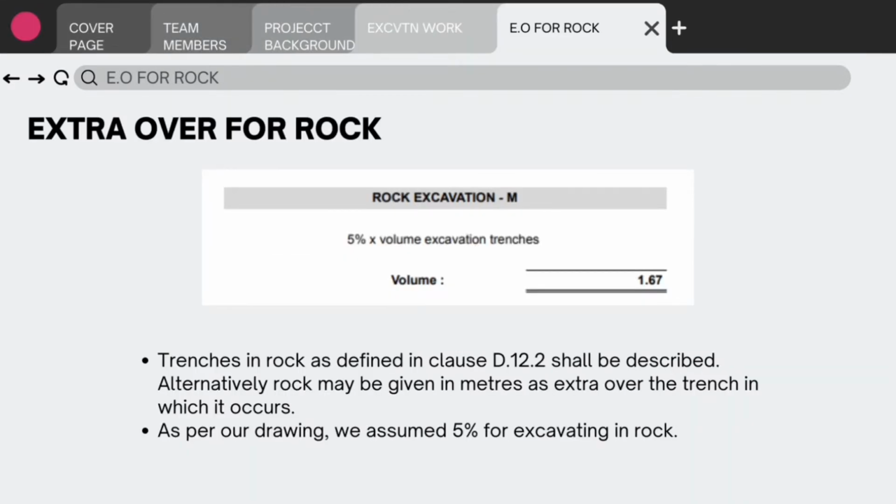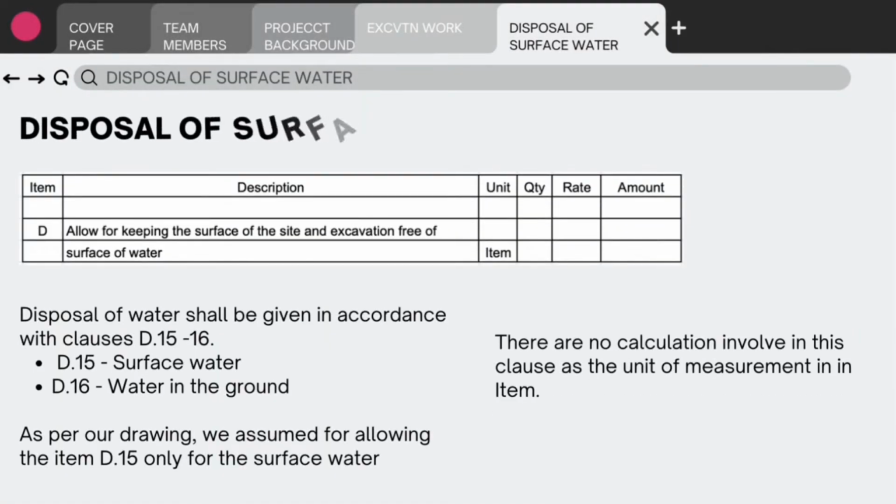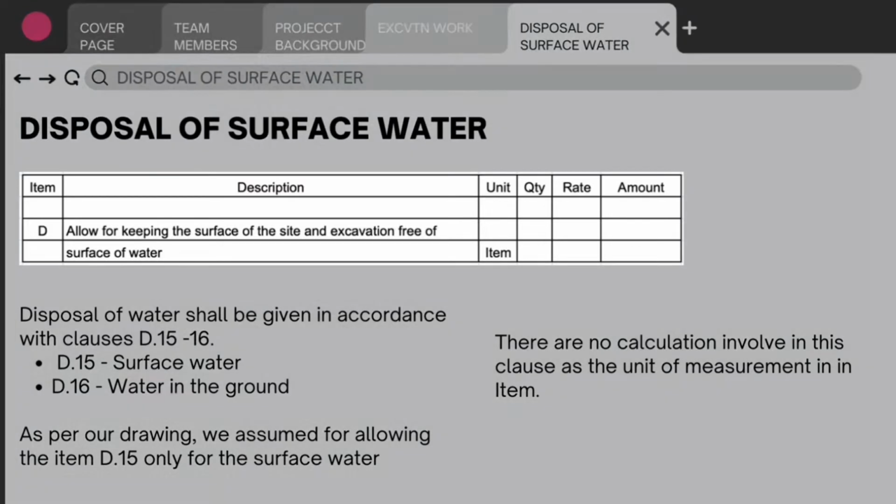Extra over for excavating in rock. Trenches in rock as defined in clause D12.2 shall be described. Alternatively, rock may be given in meter as extra over the trench in which it occurs. As per our drawing, we assume 5% from excavation works for excavating in rock. Now, let's take a look at the disposal of surface water. Disposal of surface water shall be given in accordance with clause D15. There are no calculations involved in this clause, as the unit of measurement is in item.